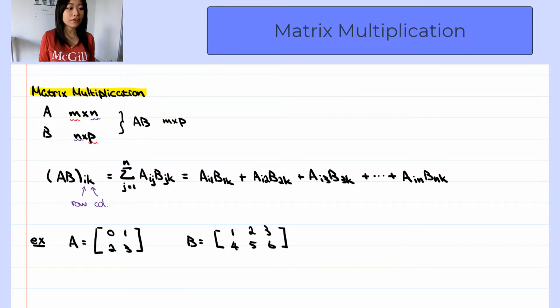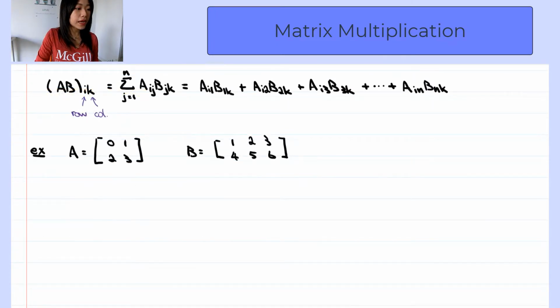And the element of the resultant matrix can be calculated using this formula. The element of A times B in row i and column k is the sum of the first matrix along the row, times element-wise with the second matrix along the column. Let's look at the first example.